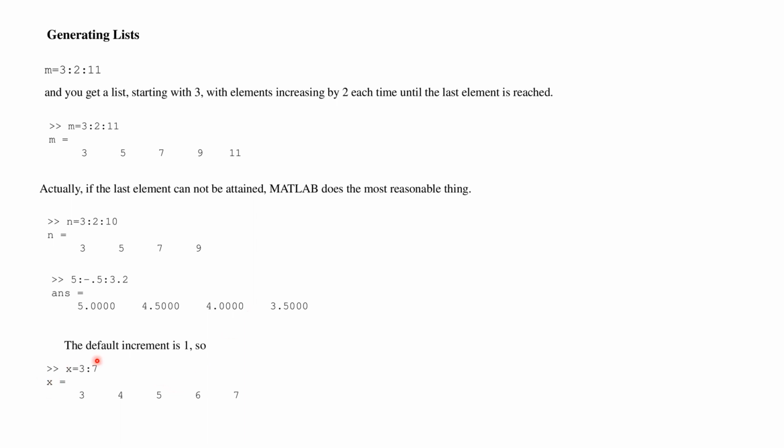Normally, or let's say by default, the increment is 1. So if you don't specify this in-between jump size, it'll assume it's 1. So if you tell it X is a list starting at 3 and ending at 7, it'll take it that the jump size is 1, so it'll go from 3 to 7.